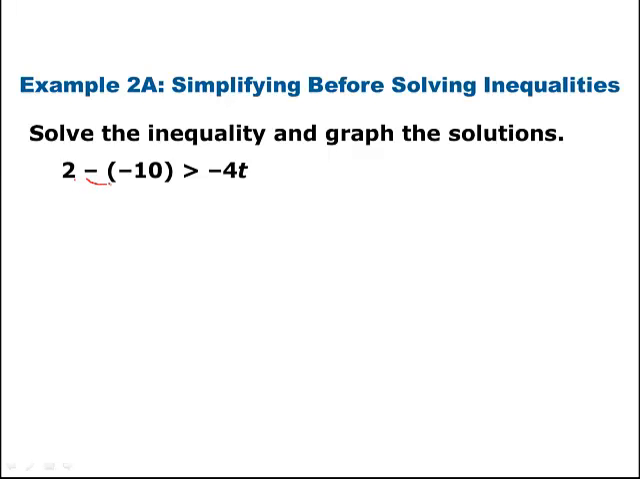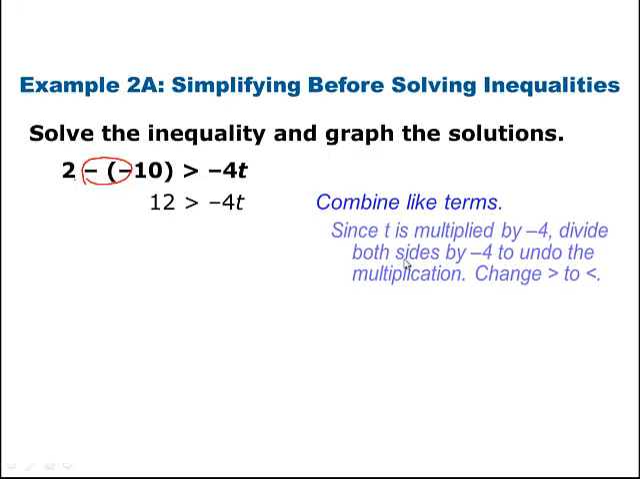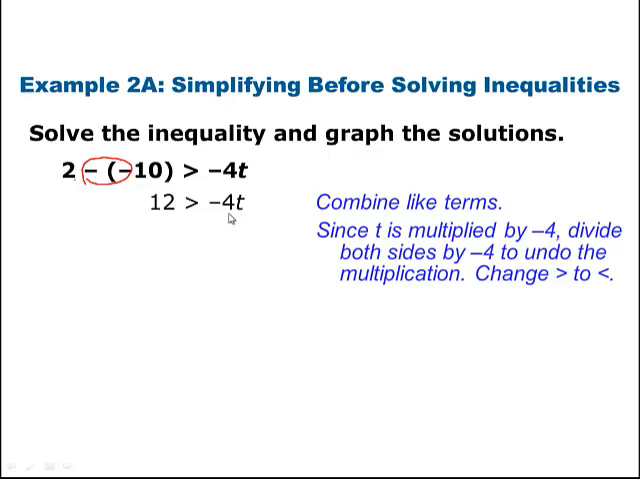And as you see, the first step is we have two negatives right in a row here. So we need to combine those. So we have 2 plus 10, which is 12, and that is greater than negative 4t. Now, t is being multiplied by negative 4, so we need to divide by negative 4. And when we divide by a negative number, we have to flip that inequality. So we're going to divide both sides by negative 4 and flip that inequality.